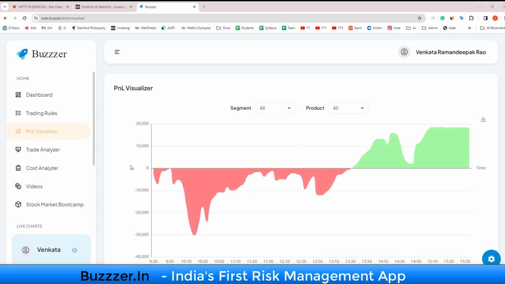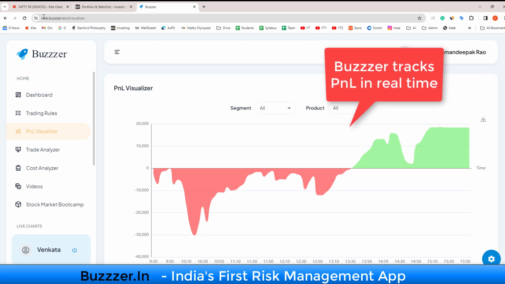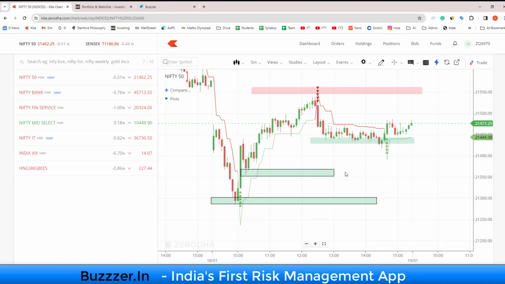you log in through your broker's account, and of course it is free. In my case, I have logged in through my Zerodha trading account. I traded from Zerodha and I logged in through my Zerodha credentials. So Buzzer can now show you what kind of a day it was and how the PnL fluctuated throughout the day. In my case, for example, today was a very tough day.